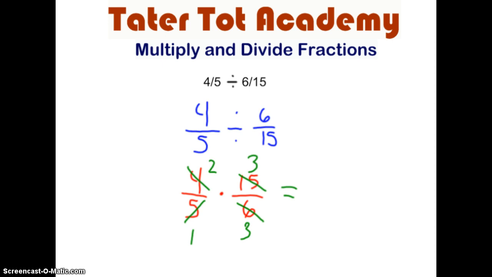If you're looking up here, can we see what else is left? I have a 3 and a 3. And I think a 3 and a 3 are divisible with each other, aren't they? So that will be a 1 and a 1. So now, all that's left if I multiply across the top is 2. And if I multiply across the bottom is 1.